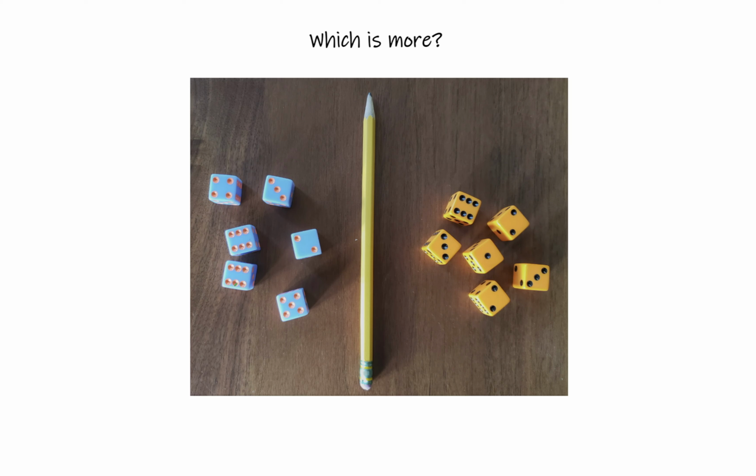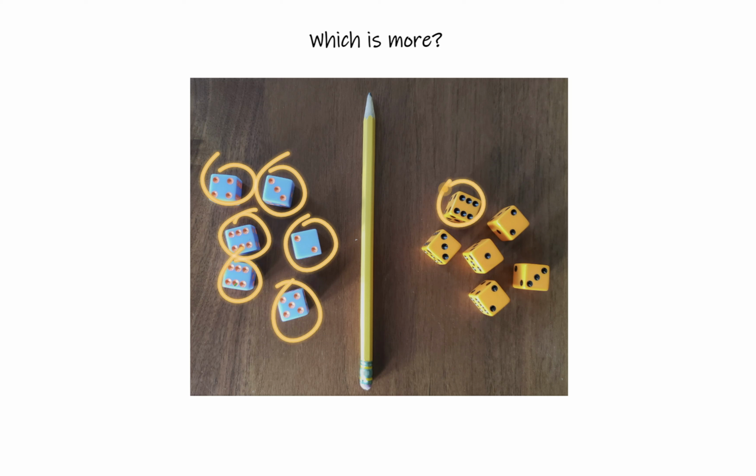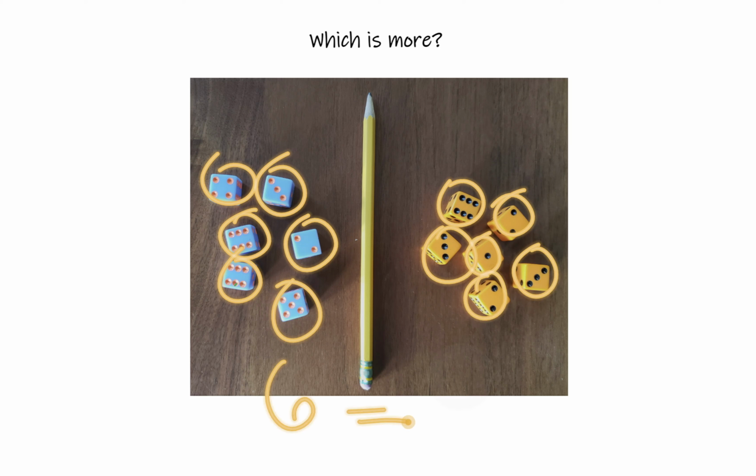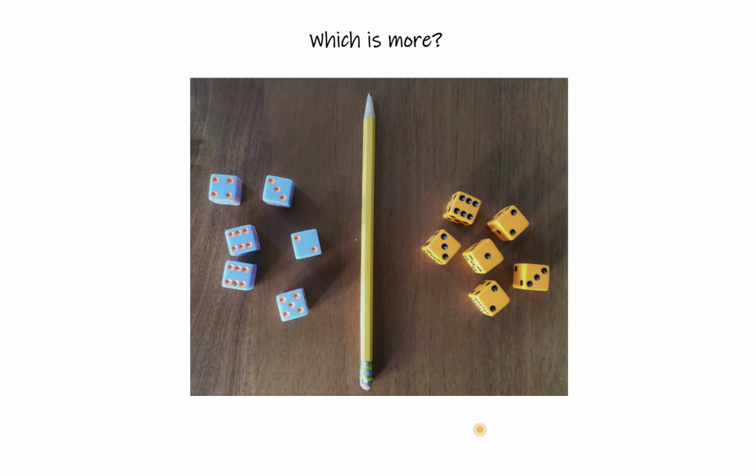First, it's important to note that some students might view these simply as objects and interpret the question as which side has more dice, and then they might count them individually. Students who interpret it this way might count them individually, 1, 2, 3, 4, 5, 6, and then count on the other side similarly, 1, 2, 3, 4, 5, 6, and arrive at the answer that 6 is equal to 6. They are the same.